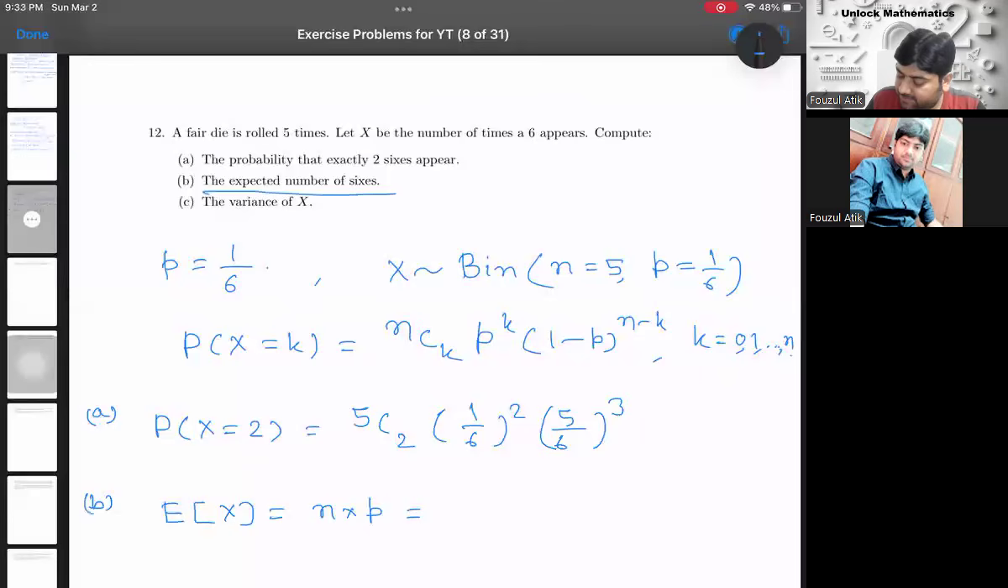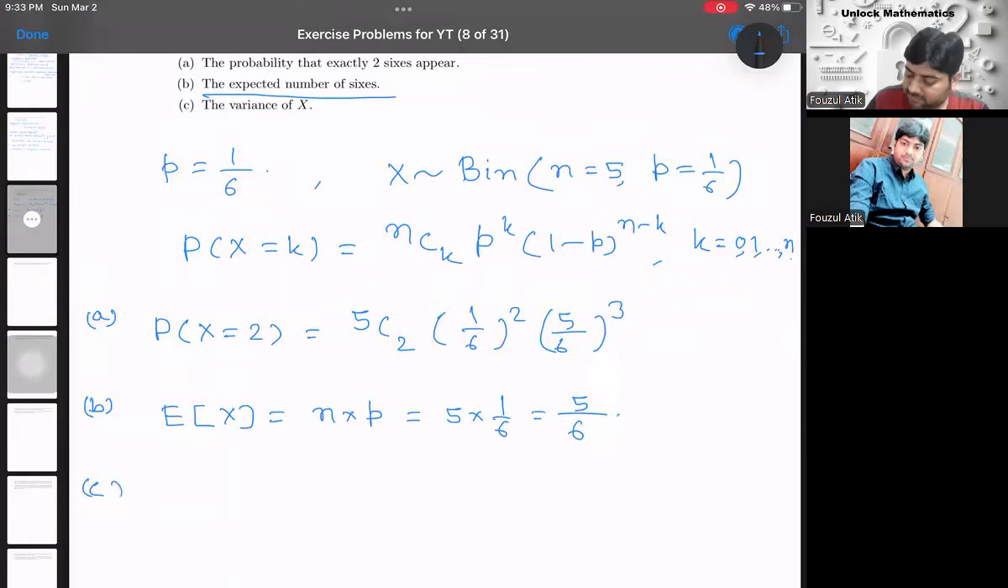Now what is n here? n is 5, p is 1 by 6. Therefore the expectation is 5 by 6. So this is the expected number of 6s. Clear? And then the final one, the variance of X.